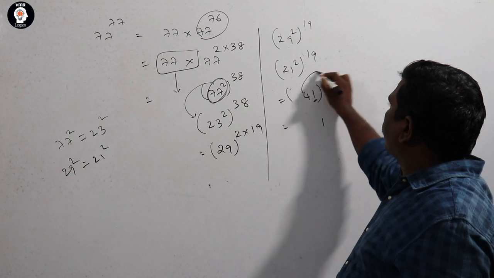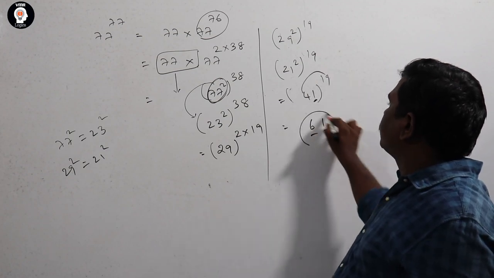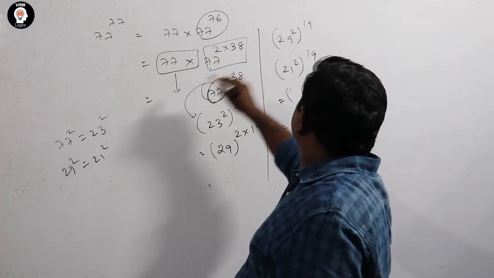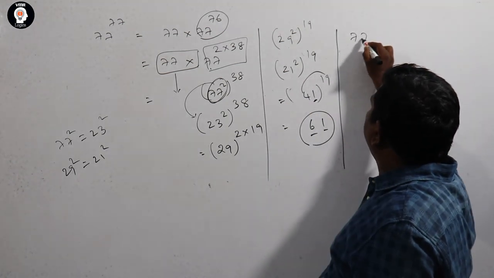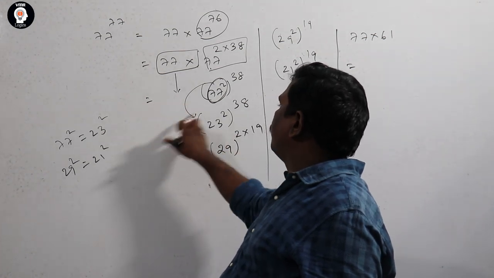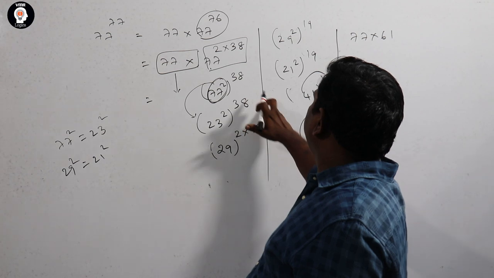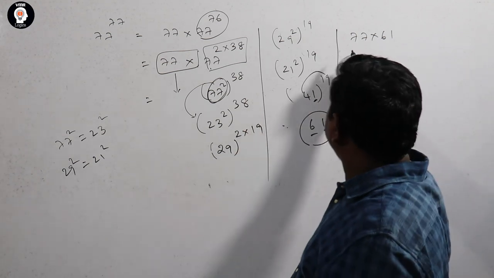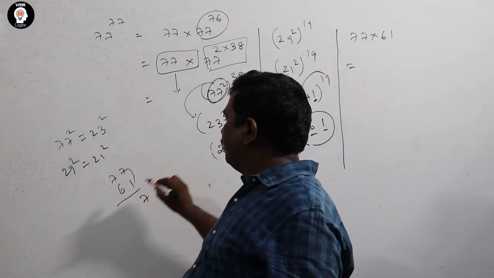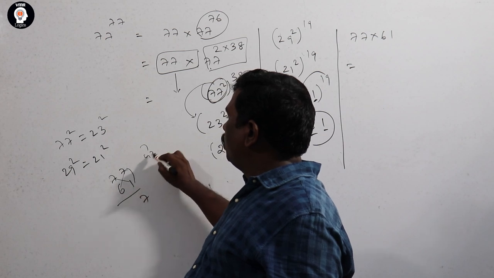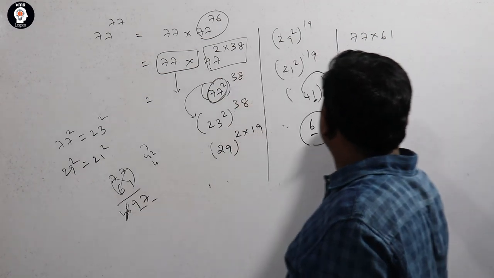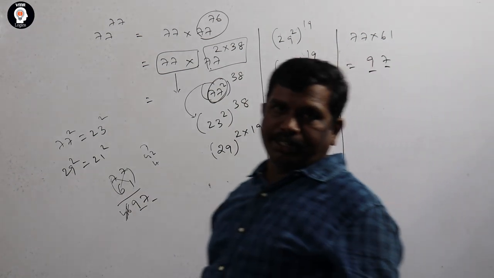Just now I said the logic, it's a special case: 1 power anything is 1. 4 nines are 36, so the last 2 digits are 61. Now the 77 I left aside: every step is 77 into 61, so the last 2 digits are 77 into 61. Multiply: 7 ones are 7, 7 sevens are 49, 7 sixes are 42 and 4 is 46, not required. Just the last 2 digits, 97. This is the answer.